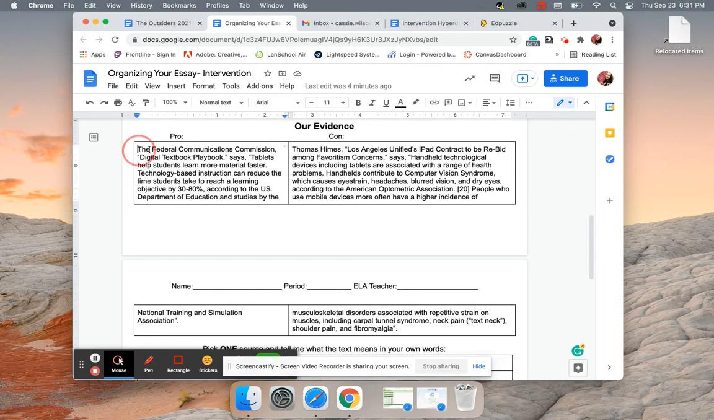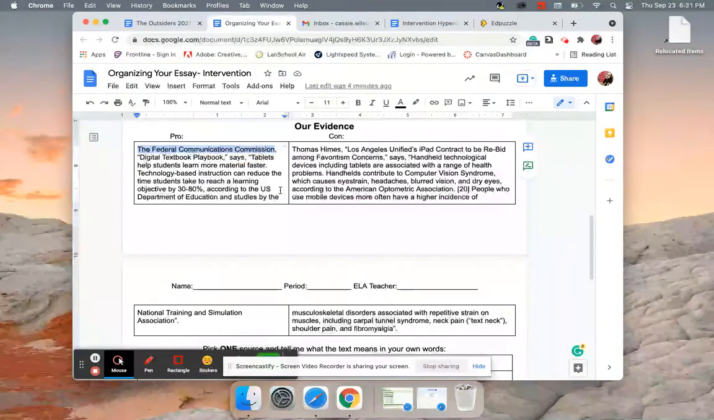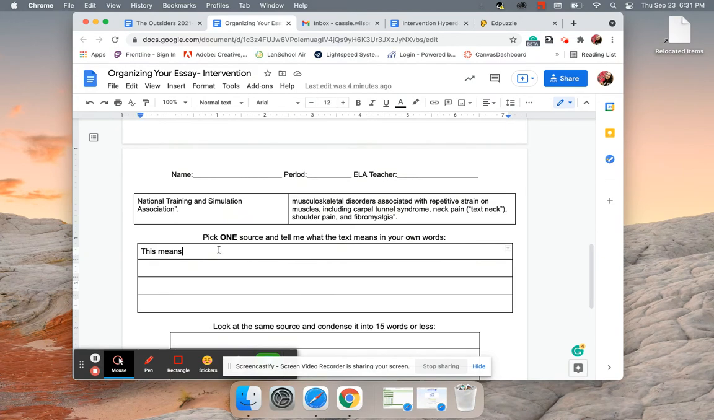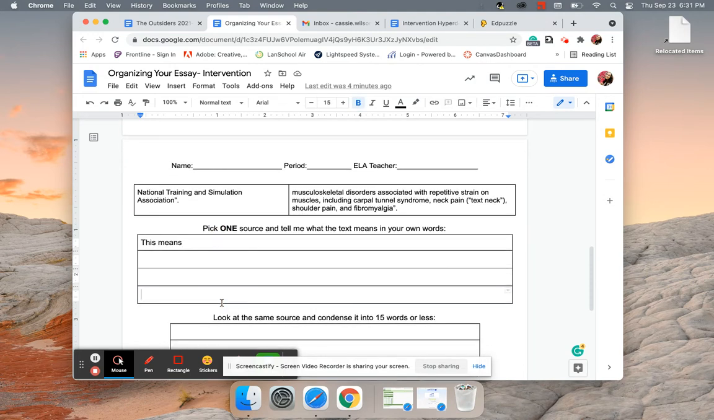Now, when you go to write, you need to include the author tag. So the Federal Communications Commission, or the FCC, and then Thomas Himes. So pro, you'll say "this means," and then you'll say "according to the FCC." And then if you're con, you'll say "this means," according to Thomas Himes. So go ahead, pause the video, and complete this paragraph. Remember, it's in your own words.